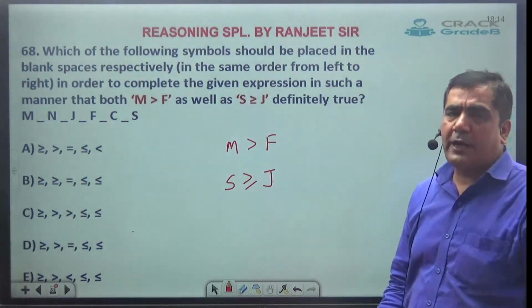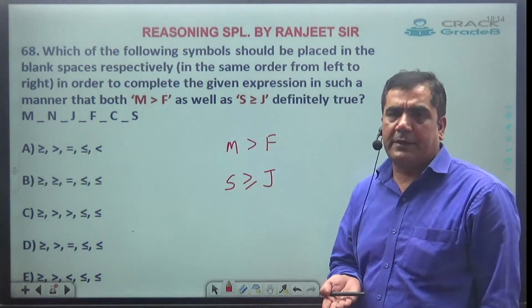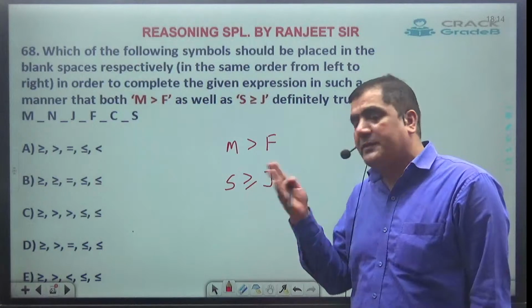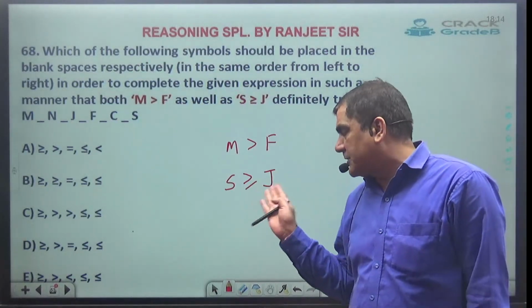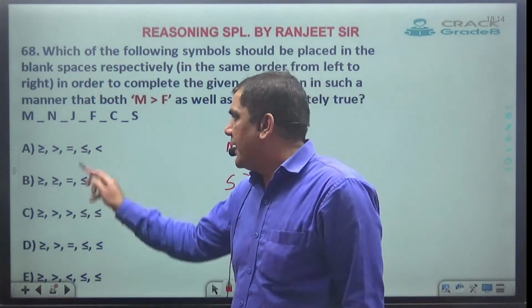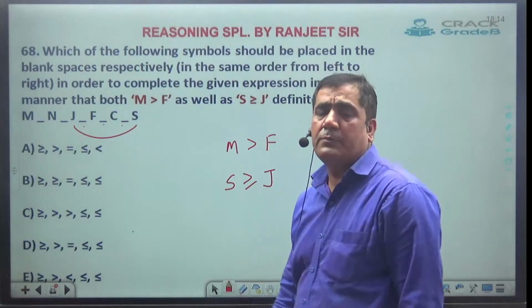So from where should I start? Sir, in the first one, equal to is not there, so I can't start from there. See, if you want, you can. But in the exam, I will suggest you should always start with the expression having equal to in between them. So I will start with S and J. S and J. So last three must have equal to.